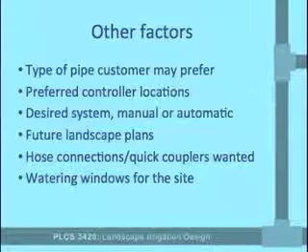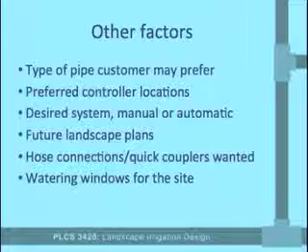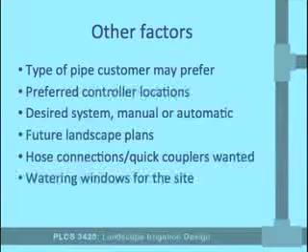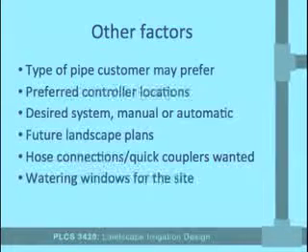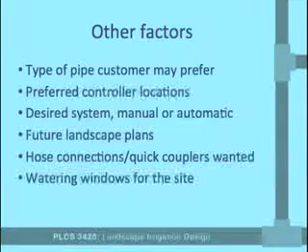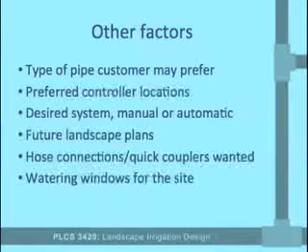They might decide that they want a certain number of hose connections or quick couplers around the property, and they might have restrictions as far as watering windows for the site. By that I mean they can only irrigate every third day from 2 p.m. to 5 p.m., things like that. So those kinds of pieces of information will be really critical for you as you begin the design process.